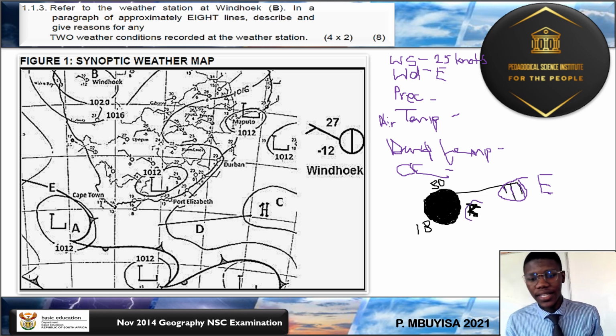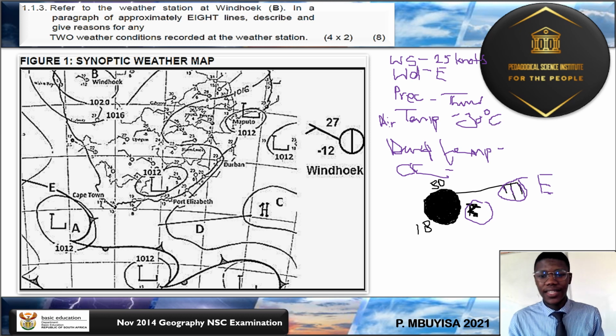Precipitation, we have this symbol here, and that stands for thunderstorms. So thunderstorms, that's the precipitation. Air temperature is 30 degrees Celsius. Remember, this is looking at temperature. It's 30 degrees centigrade or Celsius. And dew point temperature is 18 degrees Celsius. Remember, dew point temperature is the temperature at which condensation starts, at which condensation begins. And then we also look at cloud cover. Cloud cover is overcast.